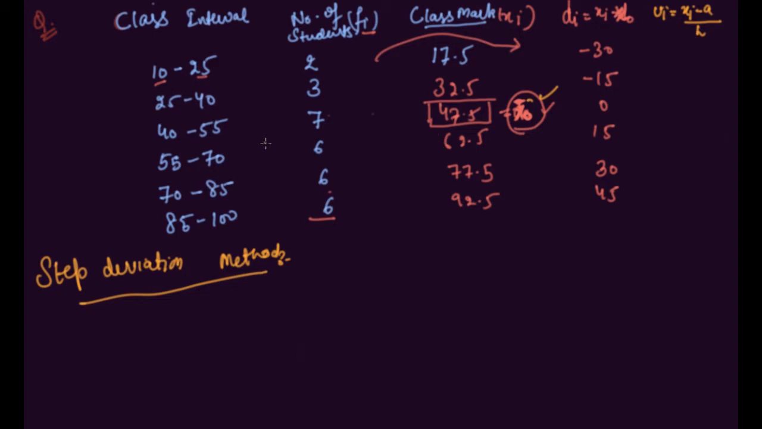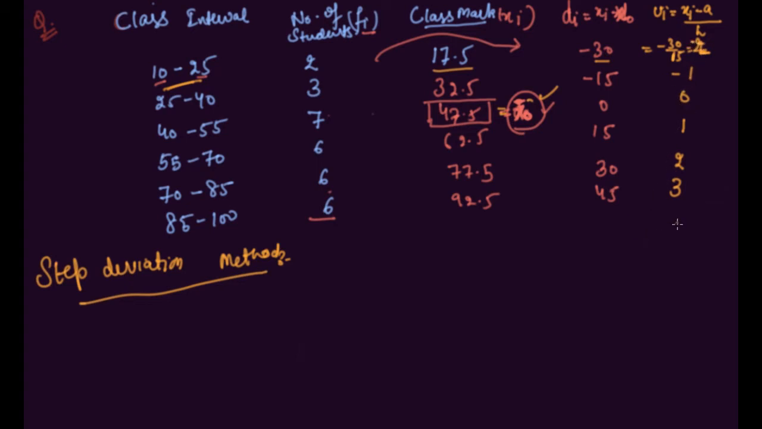In this case, the height of the class interval is 15. You can judge from here also. So what I will get here is xi minus a, means di, minus 30 upon h, means 15, so it is getting as 2, minus 1, 0. You will directly apply the formula in your notebooks and you will see that you are getting these values. The value of xi written here, 17.5 minus assumed value 47.5, minus 30 upon 15, the height of the class interval. Then you will get minus 2, minus 1, 0, 1, 2, 3.